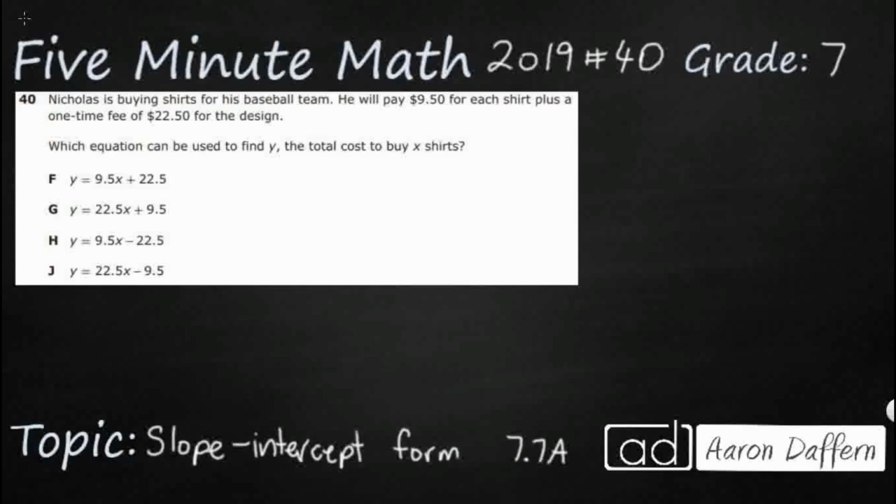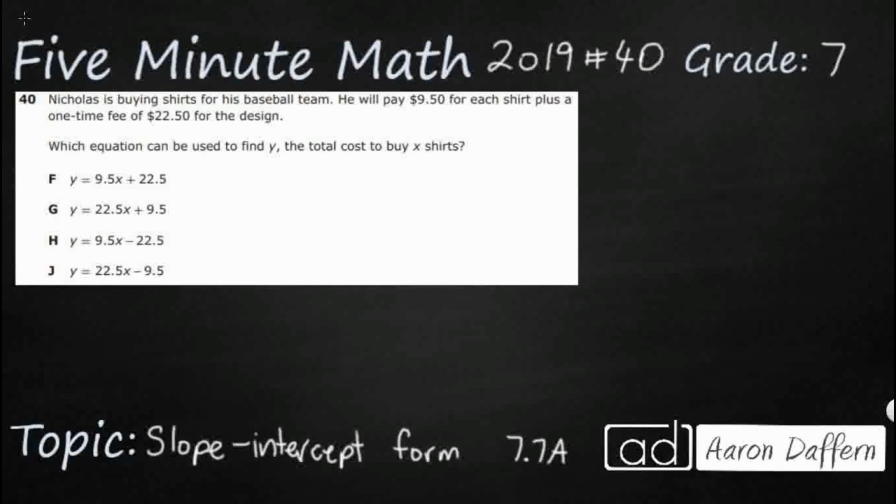Today we are looking at the 7th grade concept of slope-intercept form. This is standard 7.7a in the great state of Texas, and we are using item number 40 off the 2019 released STAAR test. If you have not done so already, please go ahead and take a moment to pause the video, work this problem out on your own, unpause it, and then we will look at our answers together.